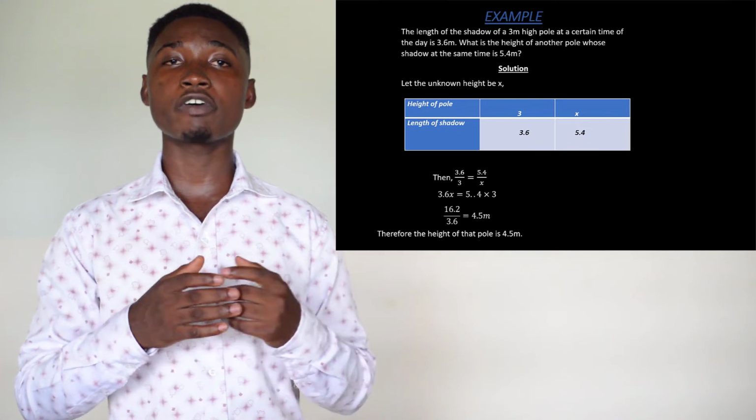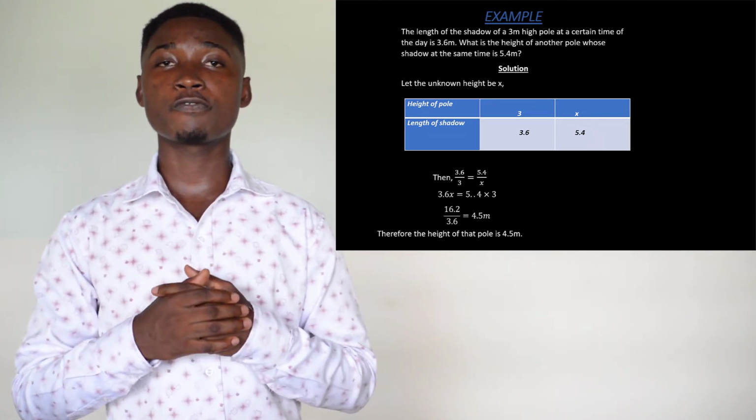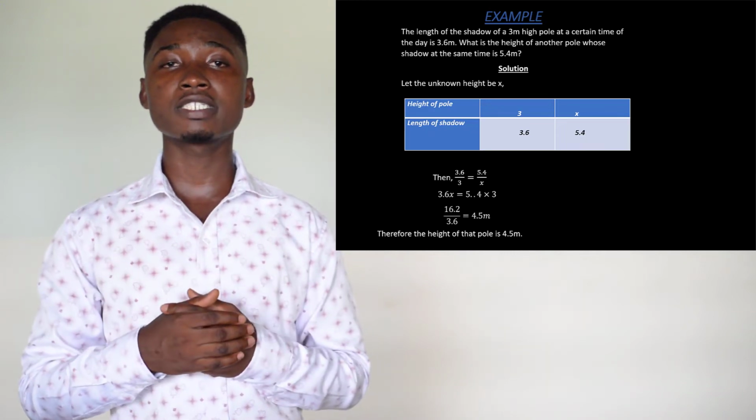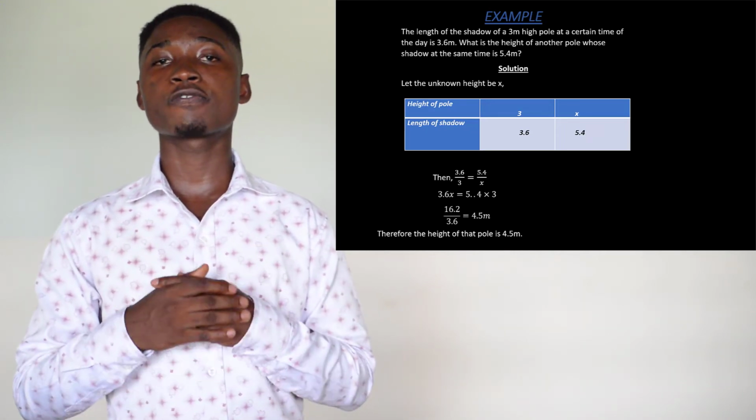Then we have 3.6 over 3 is equal to 5.4 over x. Using cross multiplication, you will get 3.6x is equal to 5.4 times 3. Then x is equal to 4.5 meters.